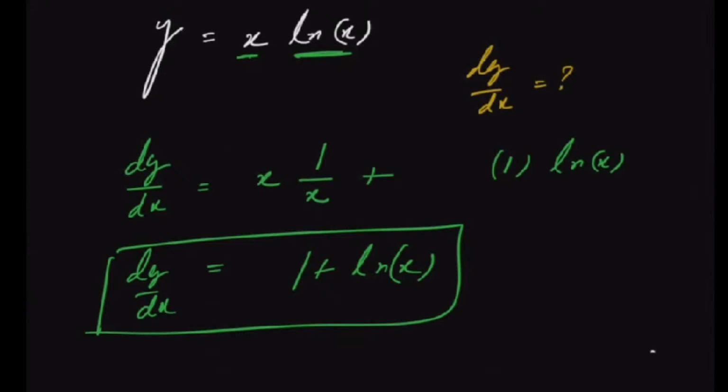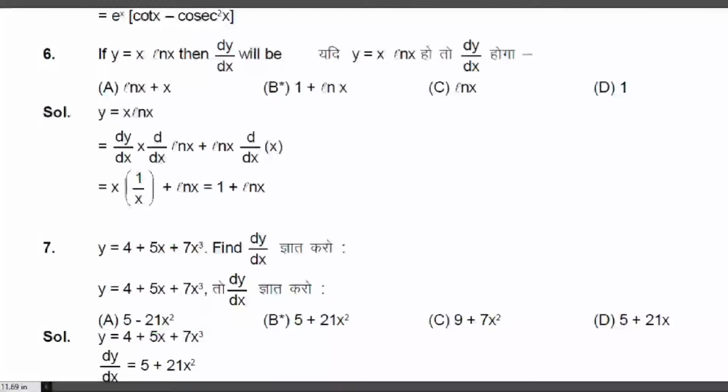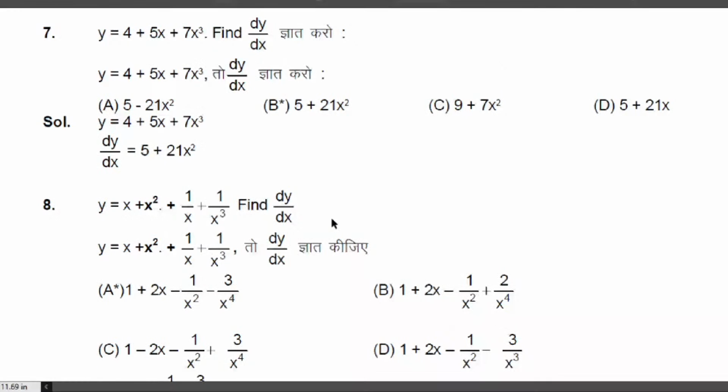So let us go to the PDF and check which option this is. So 1 plus natural log of x, it's option B. If you see, it's option B, and it's given here. Option B is the answer. Next, let me go to question number 7.